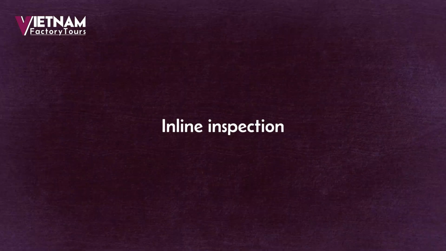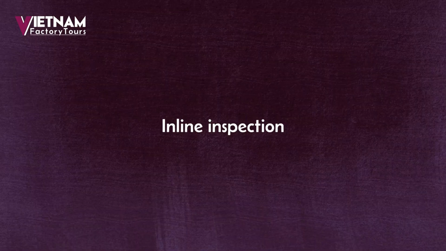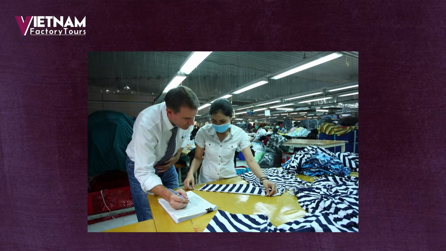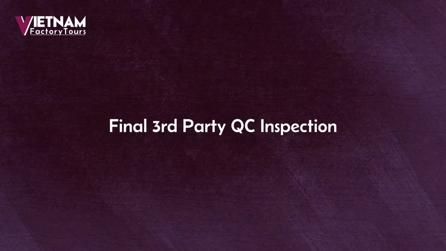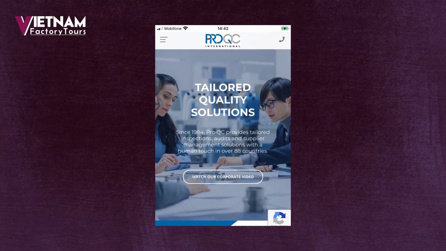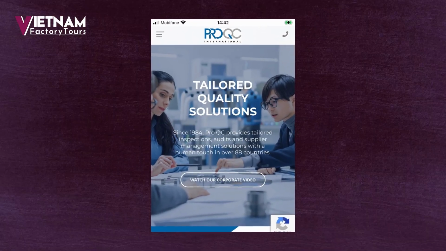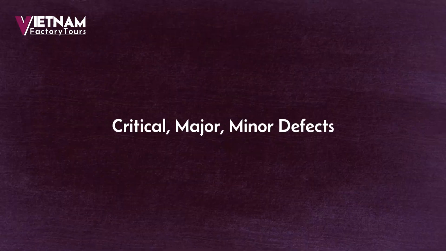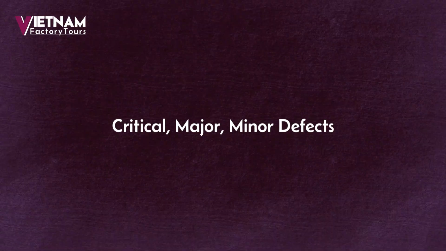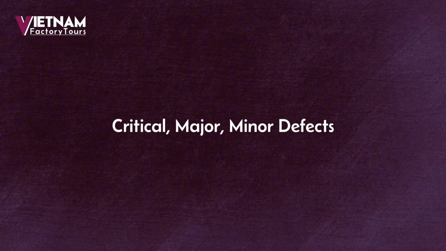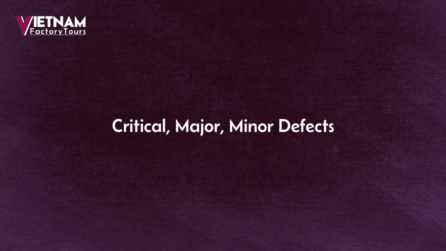And we talked about doing inline inspection. That's just doing basic idiot checks to see anything that's clearly wrong and catch it early. And then the final third-party QC inspection, most likely you're going to hire a third-party QC company. And knowing the sample size, which is part of AQL, that's important. And then defining what is a critical defect, what is a major defect, and what is a minor defect. And that's part of the AQL system. And we talk more about that in lesson 16.